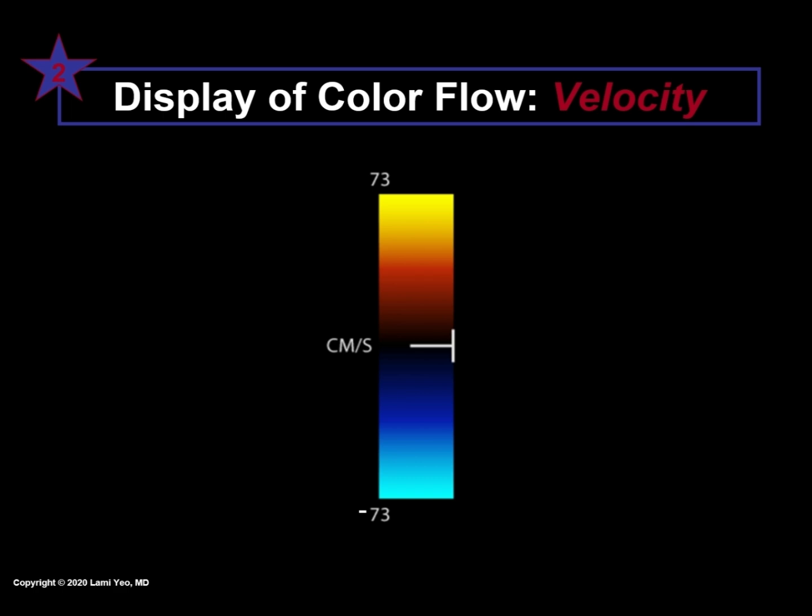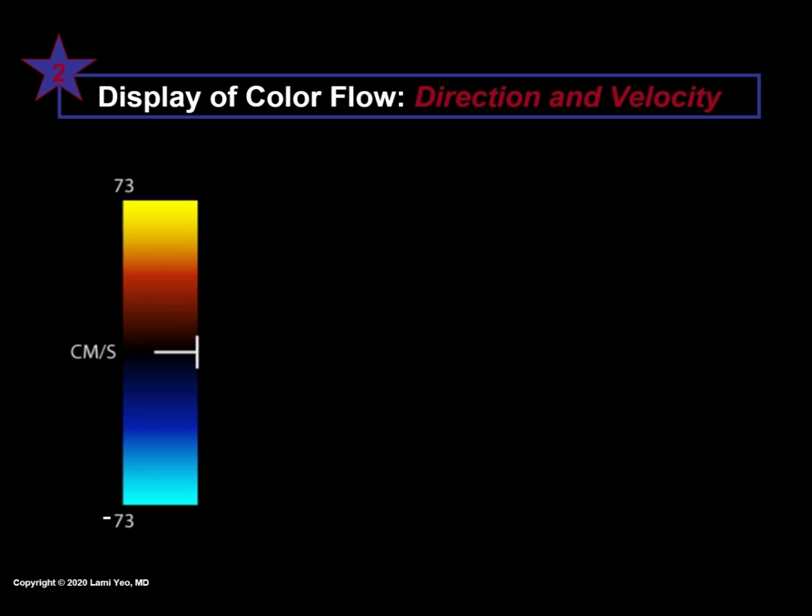Therefore, the brighter or lighter the color display, the higher the blood flow velocity. On the other hand, the darker the color display, the slower the velocity. Putting everything together, this is how to interpret the color bar.